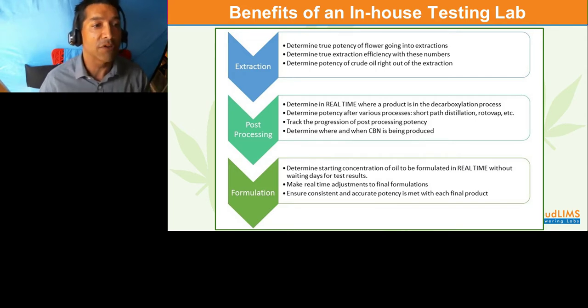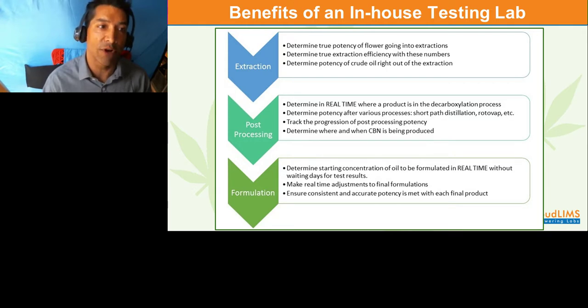Post-processing. The main post-processing step is the decarboxylation. You want to determine in real time, because it's quite variable, when to stop the decarboxylation process. To do that, you need to measure how much of the product is decarboxylated in real time. And that can only be done with an in-house testing lab. There's no time to send it out to a third-party lab.